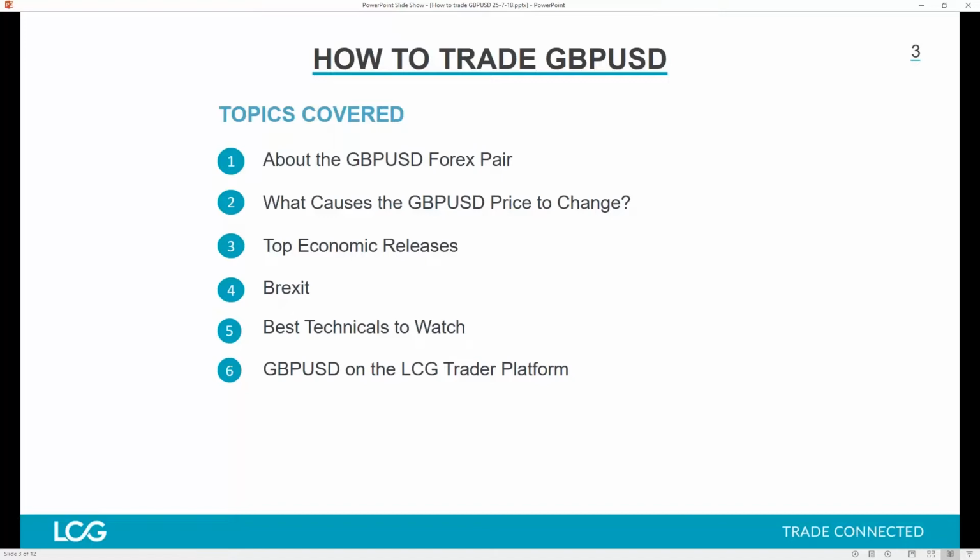A little bit of chat on the technicals, but to be honest, that is never too specific to the actual market you're trading. And then we'll have a look at the pound dollar on the LCG trader platform, just so you can get a feel for how to get on there, find the information you need and place a trade.